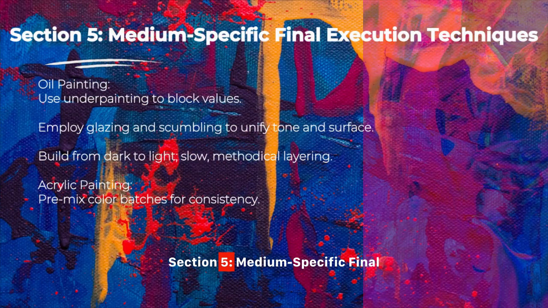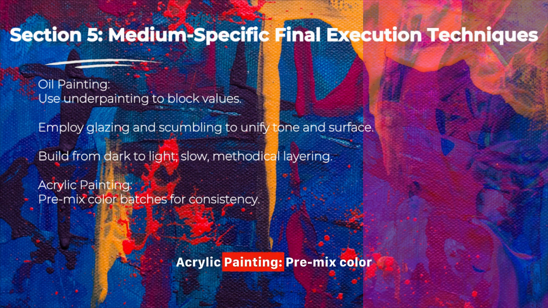Section 5. Medium-specific final execution techniques. Oil painting. Use underpainting to block values. Employ glazing and scumbling to unify tone and surface. Build from dark to light, with slow, methodical layering.